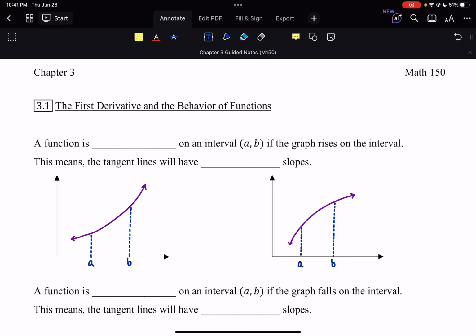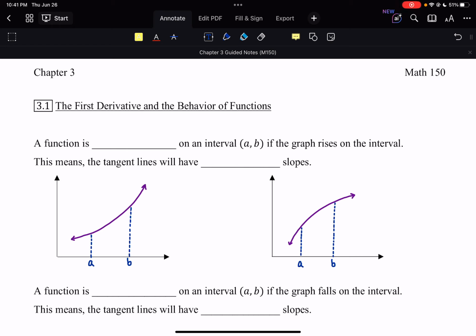Welcome to Chapter 3 and Section 3.1. In this chapter, we're going to be looking at some uses of derivatives. We're going to be looking at some properties, how they relate to graphs and functions. And we're going to look at some new concepts, including the idea of maximum and minimum values. So in Section 3.1, we're looking at the first derivative and the behavior of functions.